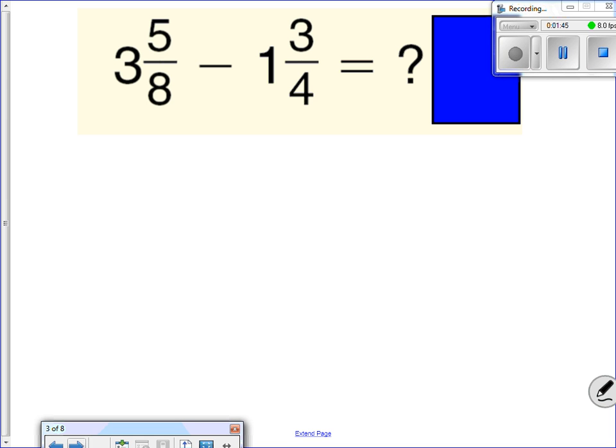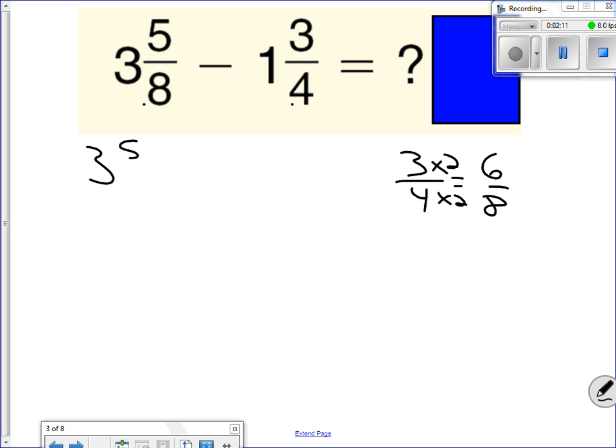Now we're subtracting. Let's go through all 3 steps of subtraction. First of all, is the number on the left larger than the number on the right? 3 and 5/8 is larger than 1 3/4. So that part is correct. Do they have the same denominator? They don't have the same denominator, so we have to change it. We have an 8 and a 4 again. So just like the last problem, we know 4 can go into 8. Going times 2 gives me 6/8. I'm going to rewrite the problem: 3 and 5/8 minus 1 and 6/8.